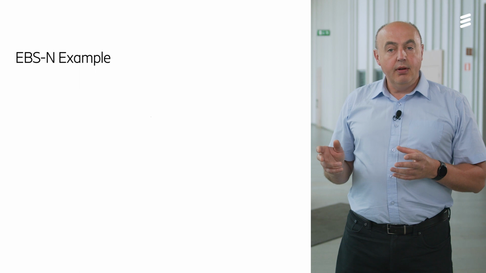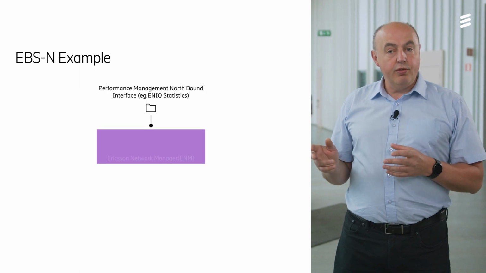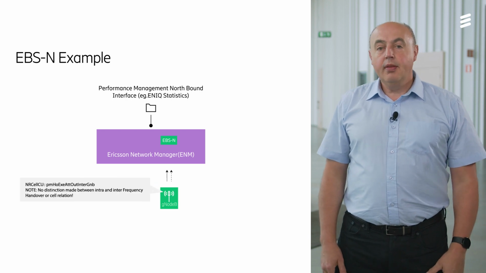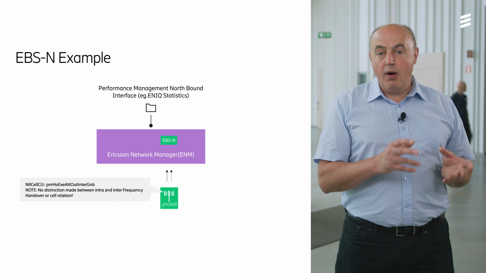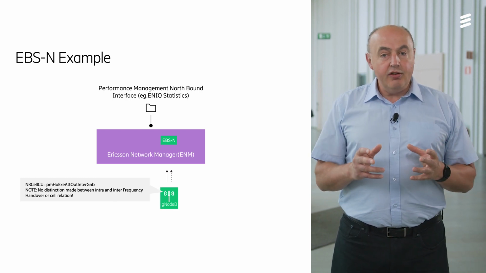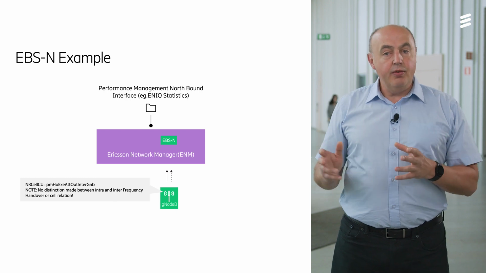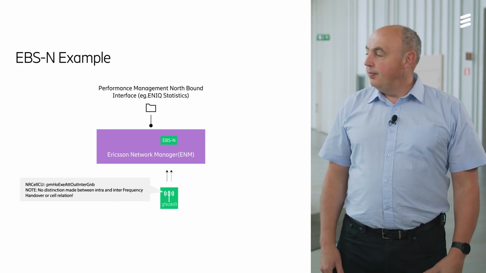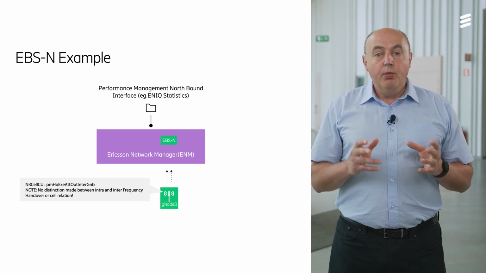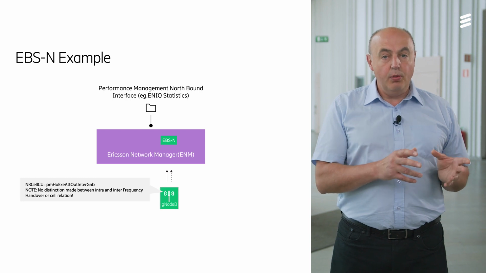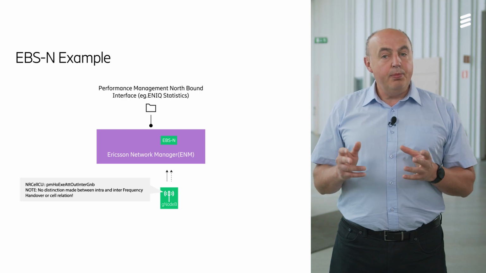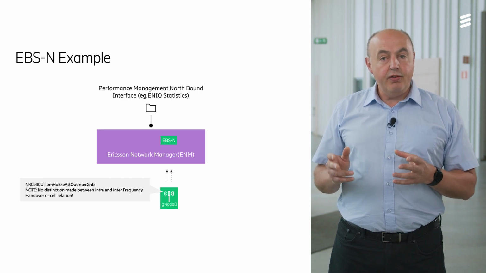Let's look at an example of how event-based statistics is used for 5G new radio (NR). To minimize the processing requirement, the handover counters collected by the gNodeB make no distinction between intra and interfrequency handover or cell relation. As you can see in this example, we just have one counter collected by the gNodeB to measure handover execution success rate for inter-gNodeB handover measured at the NR cell CU level.